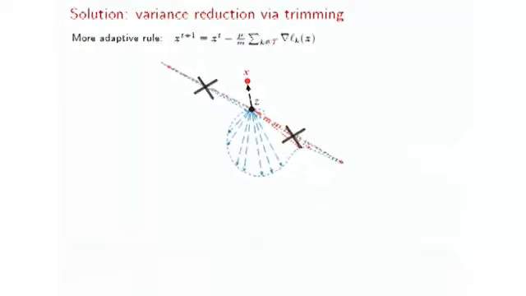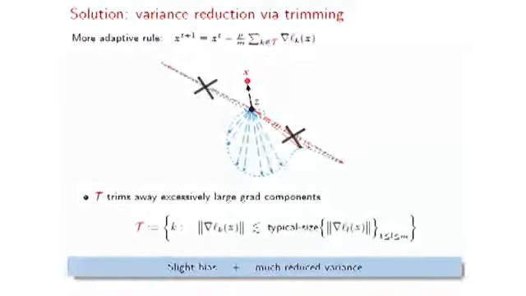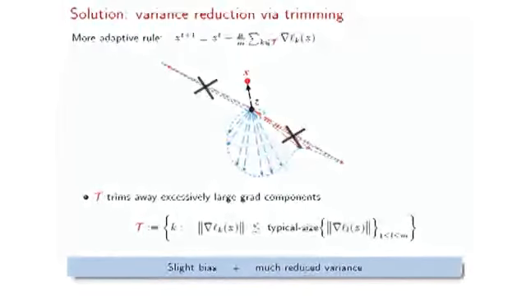To address this issue, why don't we just discard these high leverage samples before we form this descent direction? The way we detect these outliers is, let's look at each of the gradient components. If some of them are excessively large compared to some typical size, then we just remove them, and we make sure that we don't remove too many. Because we are discarding some data, we necessarily introduce a little bit of bias. But more importantly, we significantly reduce the variance, and this will give us the benefit.